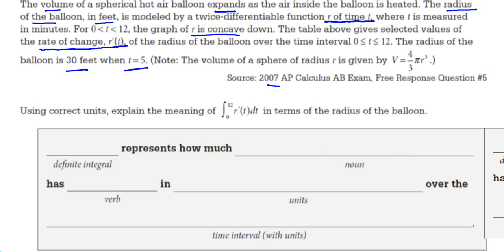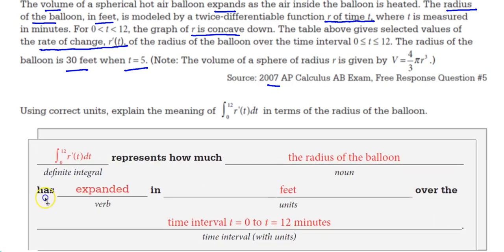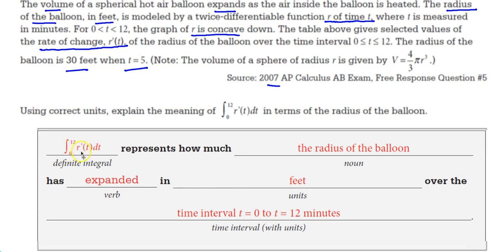So bringing the answer again here. This represents how much the radius of the balloon has expanded. Now, if you don't want to use the word expanded, you can use increased, or you can also use changed. The word changed is also allowed. So let me explain what this means.